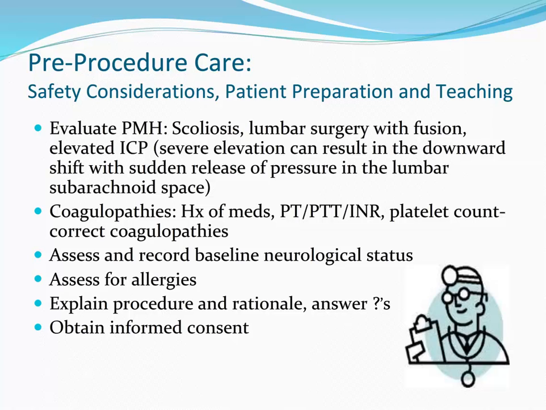Let's review our standards of procedural safety and complete your pre-procedure care. Consider past medical history and what may place your patient at increased risk, particularly scoliosis, lumbar surgery with fusions, and increased ICP. Assess and record your patient's baseline neurological status. Do they have a coagulopathy? Check for allergies. Be sure to check in with your patients and family to explain the procedure and see if they have any further questions. Check to make sure that the proceduralist is credentialed to perform the intervention. Finally, be sure the consent is signed, and initiate and document the timeout before the procedure gets underway.